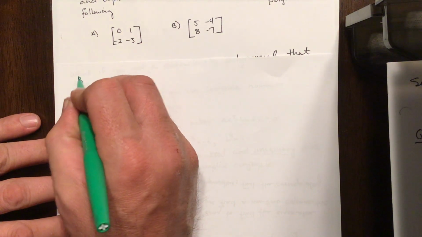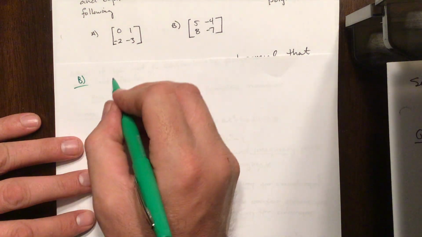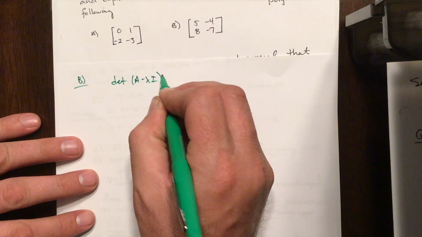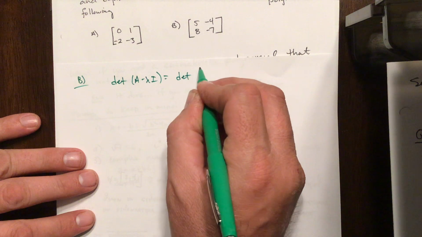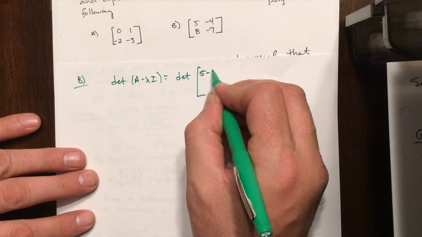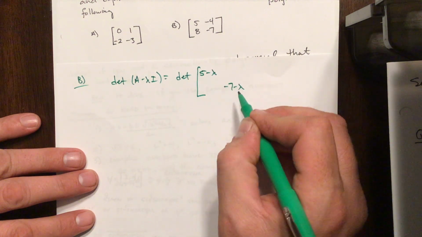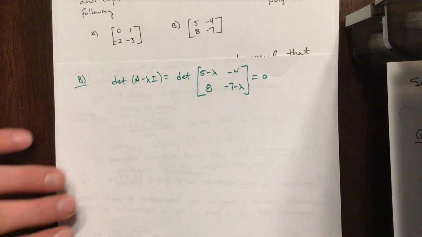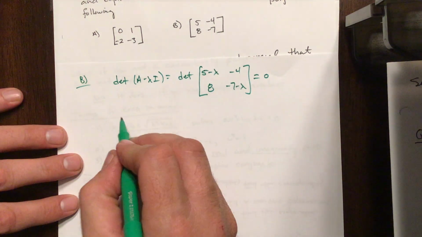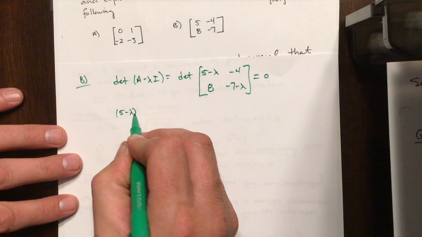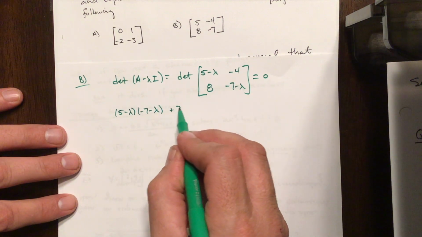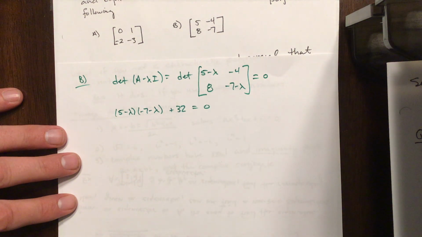Five, -4, 8, -7. So the process works just as before. We're going to take the determinant of A minus lambda I. That means we're taking the determinant of the matrix with entries 5 minus lambda, -4, 8, and -7 minus lambda, and we're going to set that equal to 0. So (5 minus lambda) times (-7 minus lambda) minus a negative, so plus 32, is equal to 0.